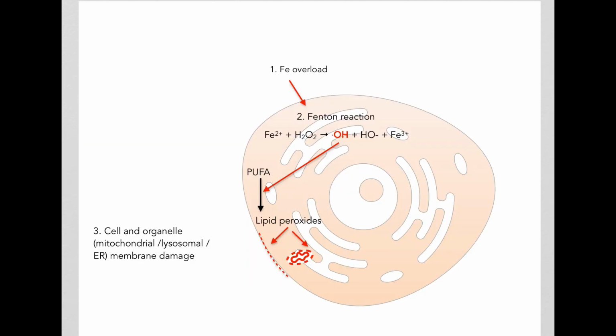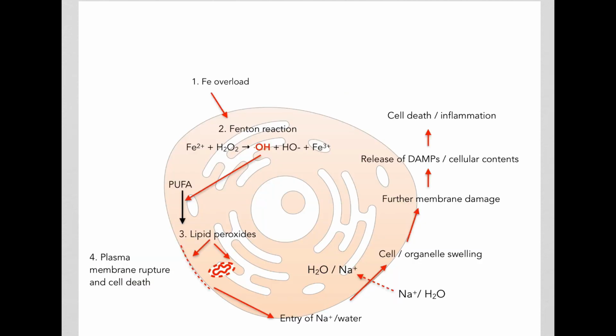Now, PUFAs are very important components of several different membranes, including the plasma membrane, as well as the membranes of the mitochondria and other organelles such as lysosomes and ER. So when these PUFAs get damaged, get converted to peroxides, that is going to lead to severe membrane damage, not only the plasma membrane, but membranes of various organelles in the cell. So we can see all kinds of problems here when all these membranes are being damaged.